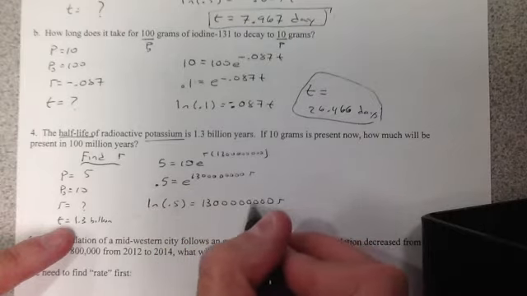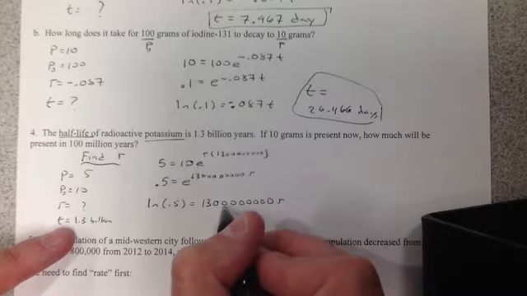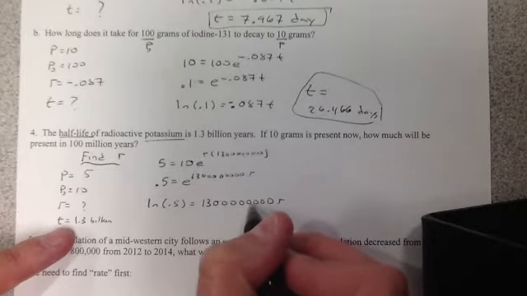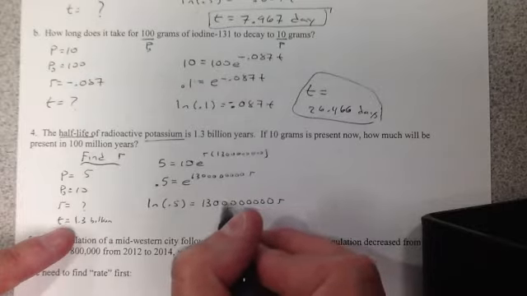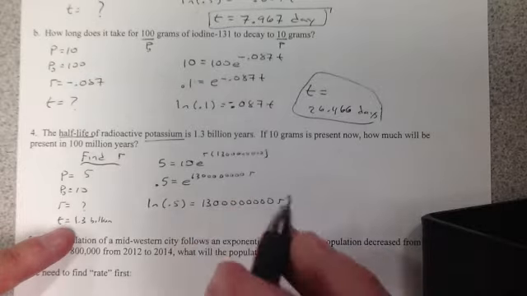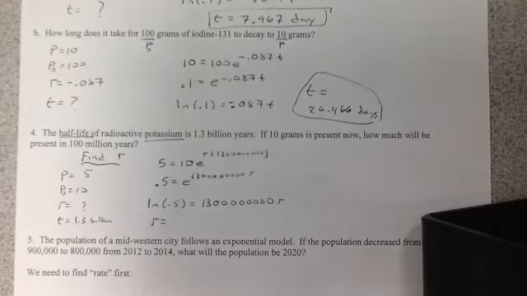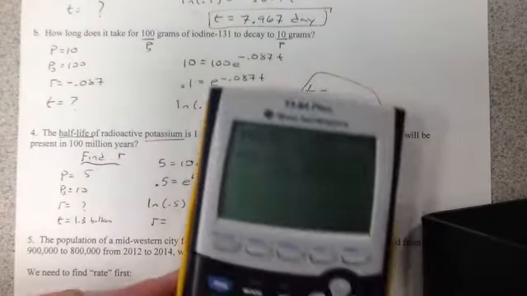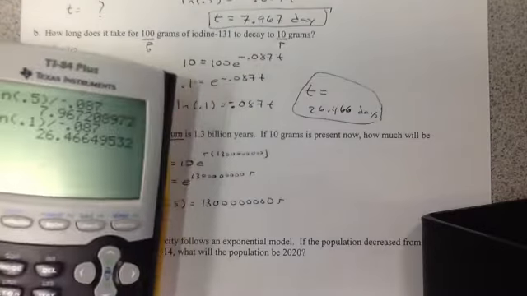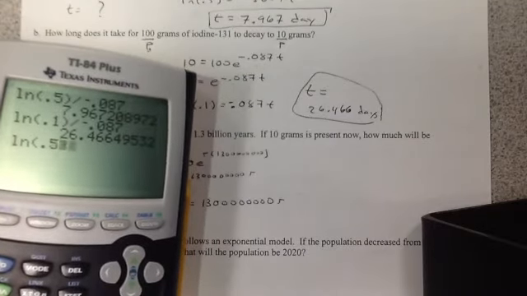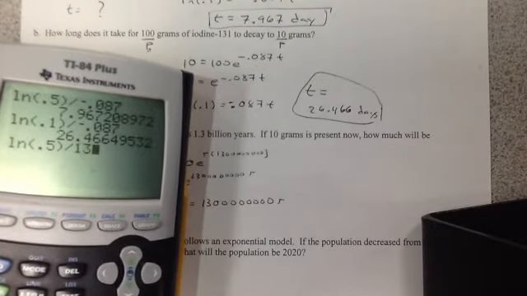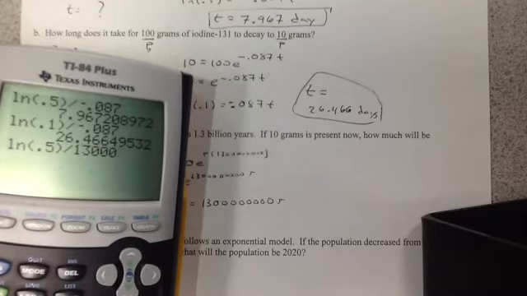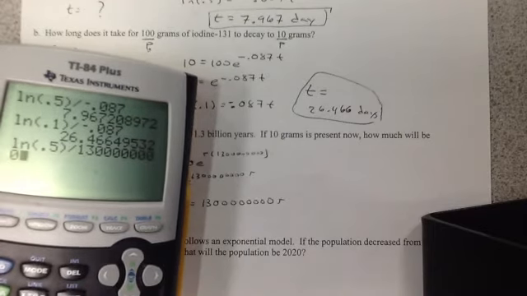Let me just double check. Hundreds, thousands, millions, billions. That's right. All right, so r equals, now it's going to be really small. We're going to try to be as accurate as we can. Okay, so take the natural log of 0.5, divide that by a billion.